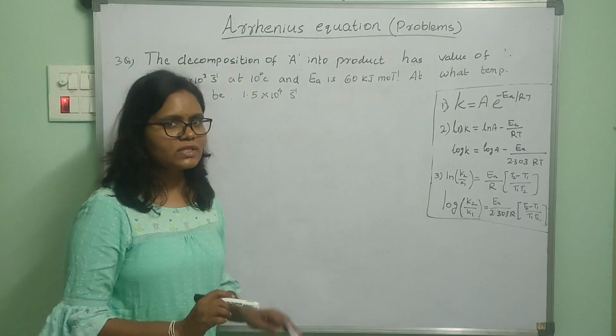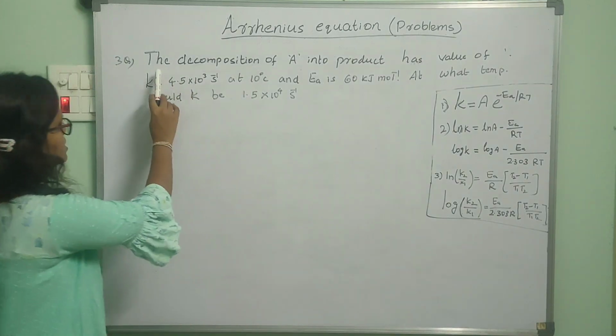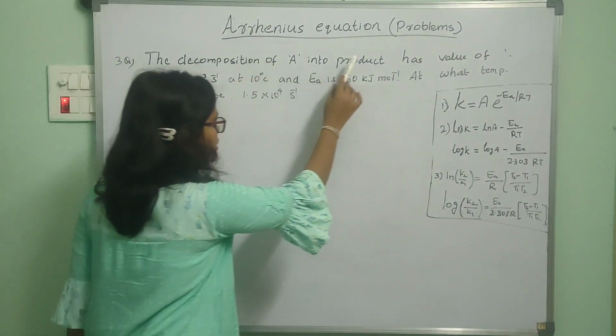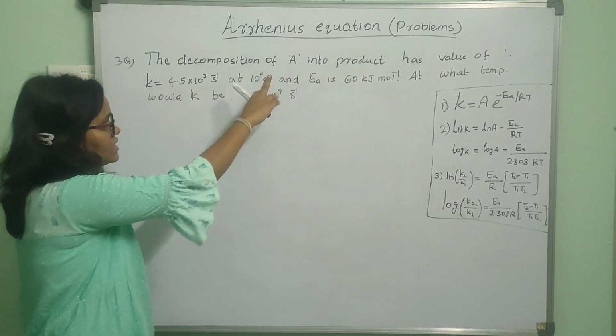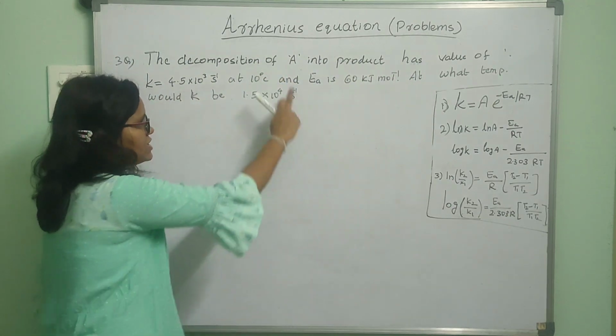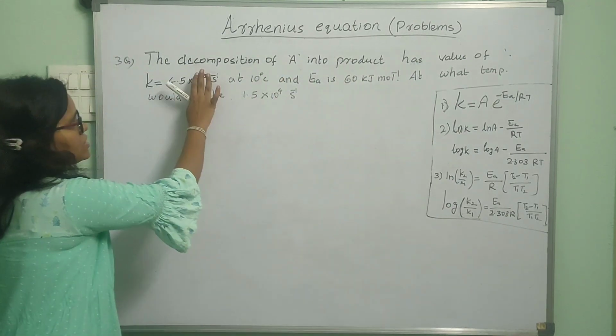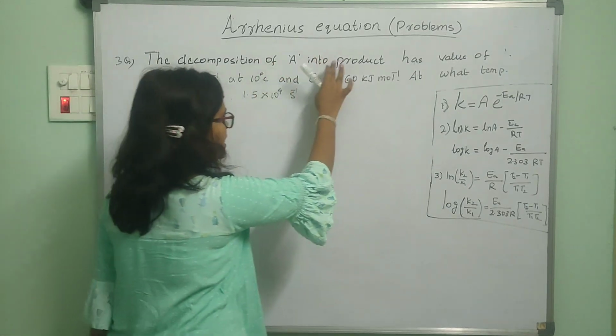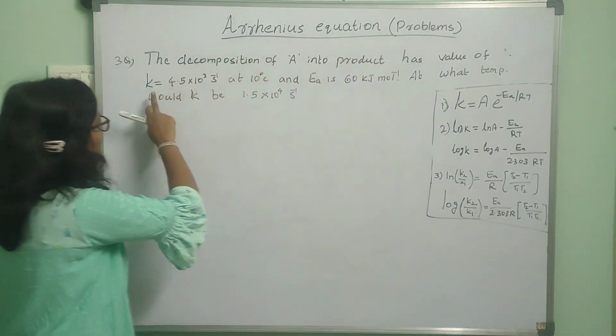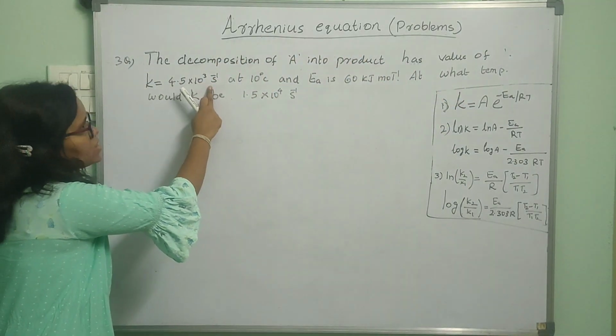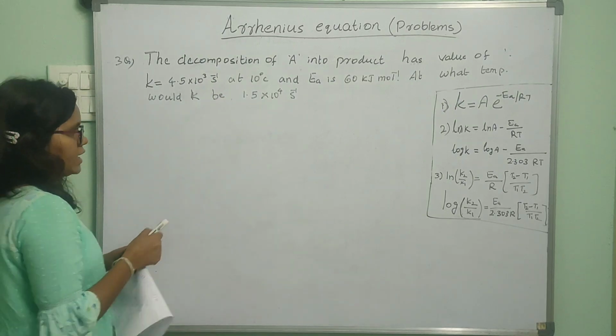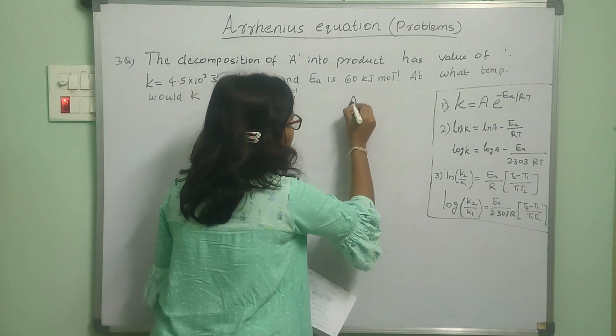So let us solve the third question. So the question is the decomposition of A into product. So here A is not the Arrhenius parameter. Here A is the reactant. Okay. So the decomposition of A into product has the value of K. So the rate constant of a reaction A into P is given.